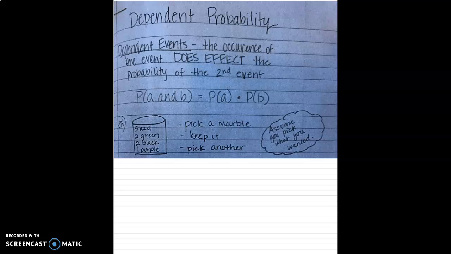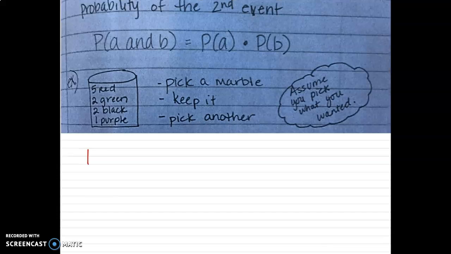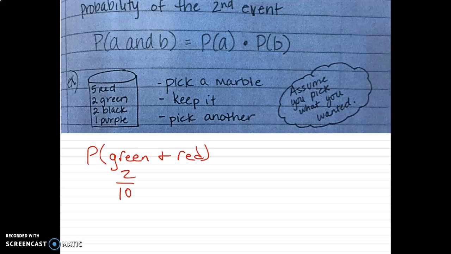All right. So let's find the probability of picking a green and a red. Okay, so what is the probability of picking a green? How many marbles are in there? 5, 6, 7, 8, 9, 10. There's 10 total marbles. So the probability of a green, there's 10 marbles. How many are green? 2 are green. So that is 2 out of 10.